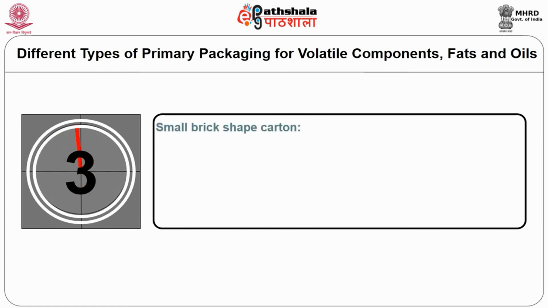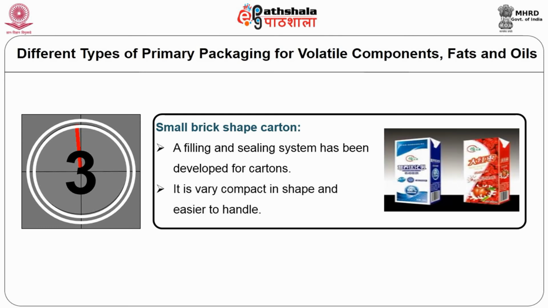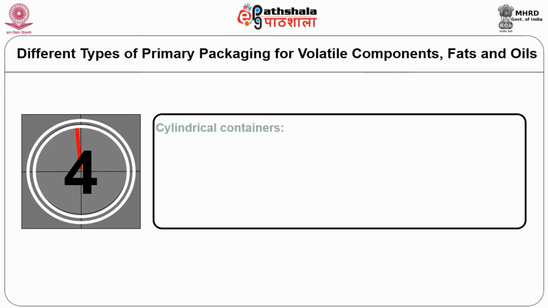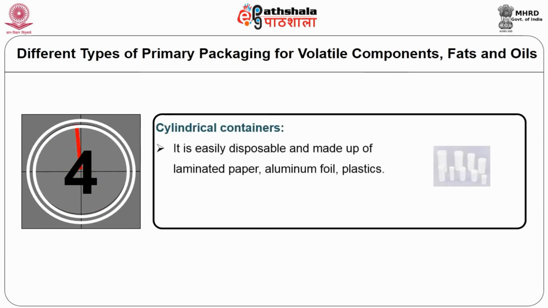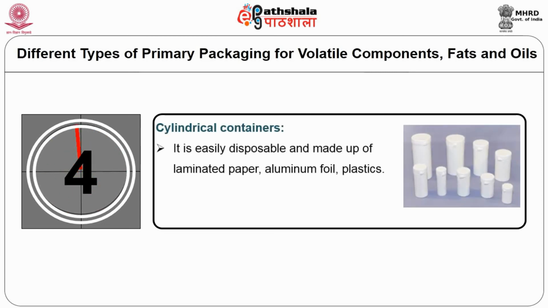Third one is small brick shaped carton. A filling and sealing system has been developed for cartons. It is very compact in shape and easier to handle. Next type is cylindrical containers. It is easily disposable and made up of laminated paper, aluminum foil, plastics. The bottom of this pack is constructed to absorb distortion during the pressure changes followed by machines.